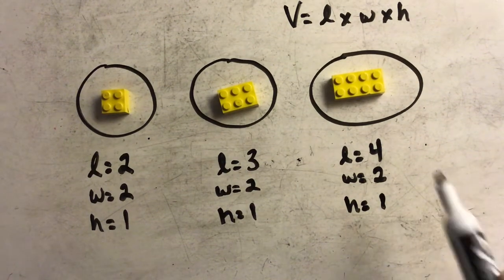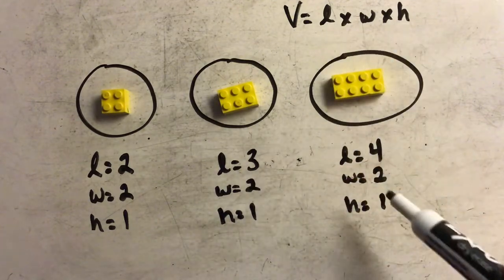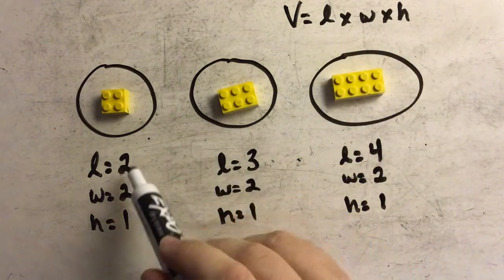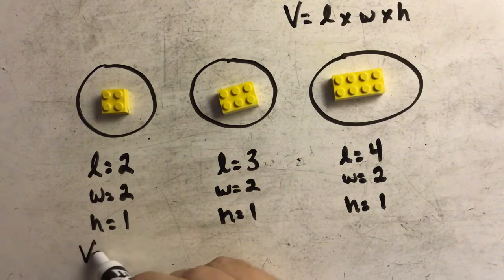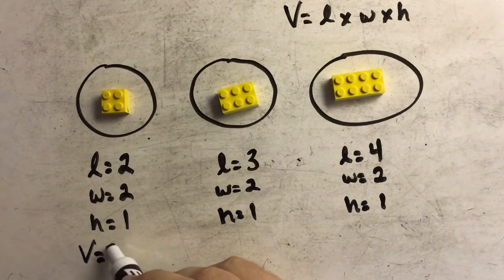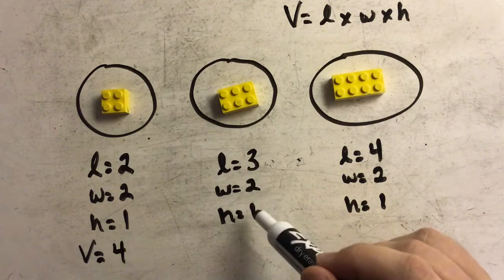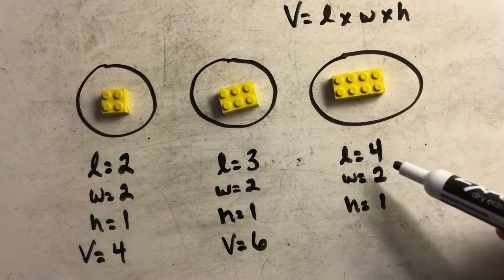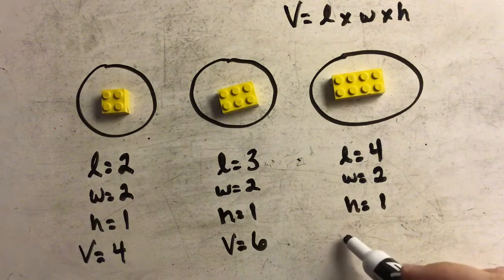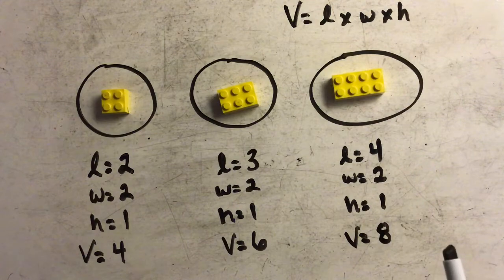Now I can find the volume of each one of these individually by multiplying the length, the width, and the height together for each one. Let's go ahead and do that. 2 times 2 is 4, times 1 is also 4, so the volume of the first prism is 4. For the second one, 3 times 2 is 6, times 1 is still 6, so the volume of the second prism is 6. And for the last one, 4 times 2 is 8, times 1 is 8, so the volume of the third prism is 8 units.